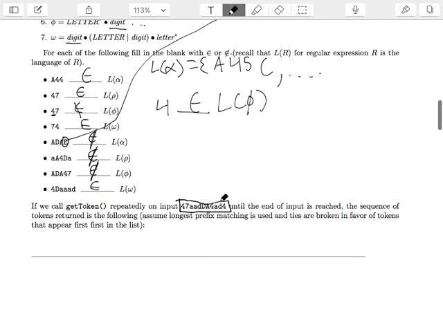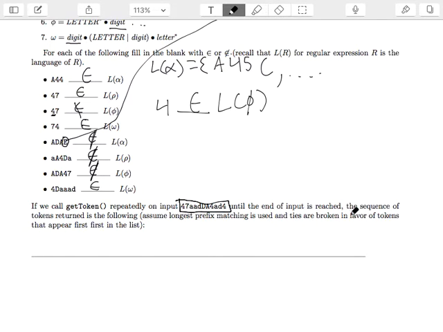Okay, so if we call get token repeatedly until the end of input is reached, the sequence of tokens returned is the following. So assume longest prefix matching is used. If you don't know longest prefix matching, you should absolutely look that up. And ties are broken in favor of tokens that appear first in this list. So let's think about what this question is asking. What am I supposed to write here on this line?